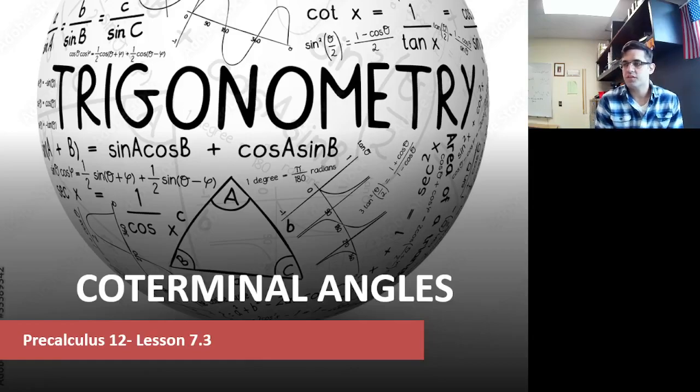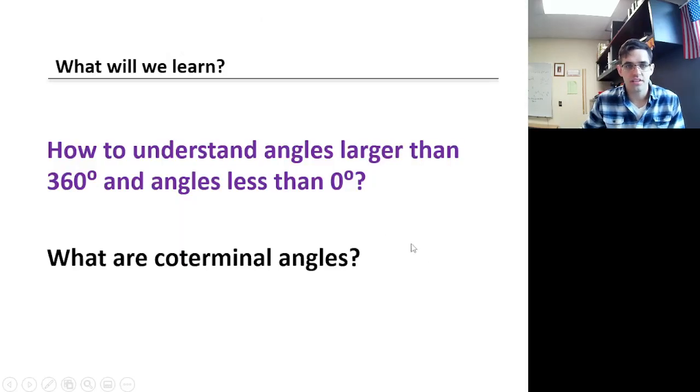So this is Pre-Calc 12, Lesson 7.3. Unit 7 is called Trigonometry. Lesson 3 is called Coterminal angles. What we're going to learn in this lesson is how to understand angles larger than 360 degrees or less than 0 degrees. We're also going to talk about what coterminal angles are.